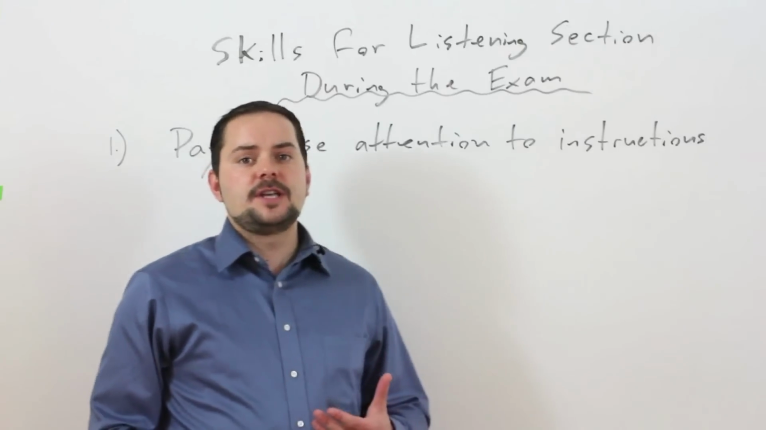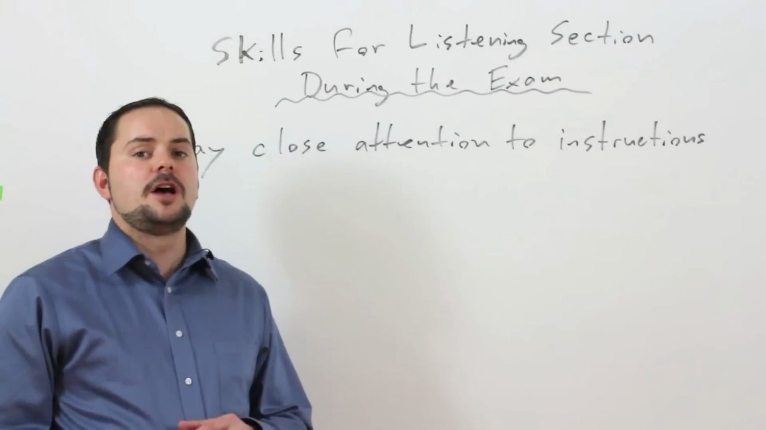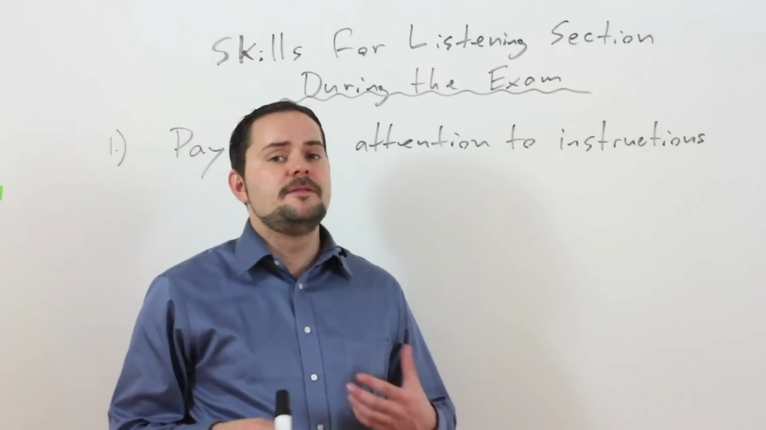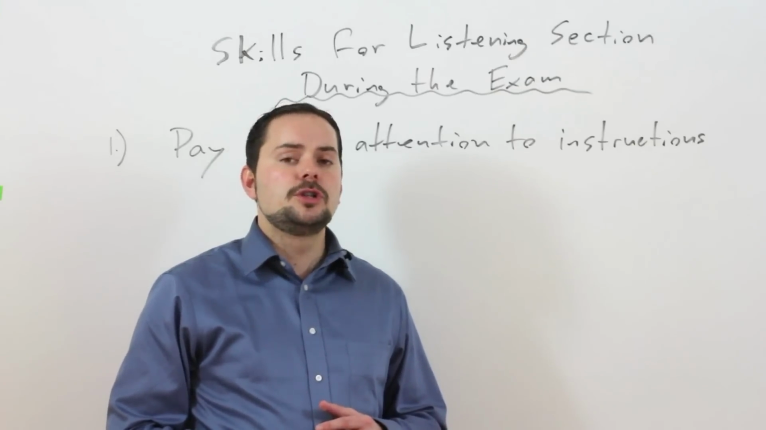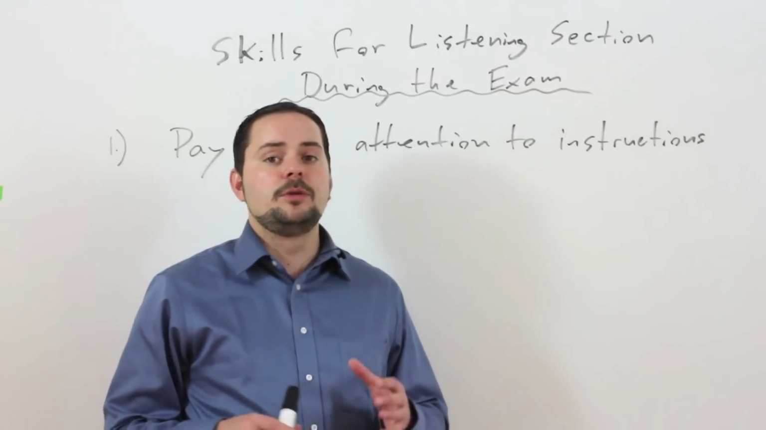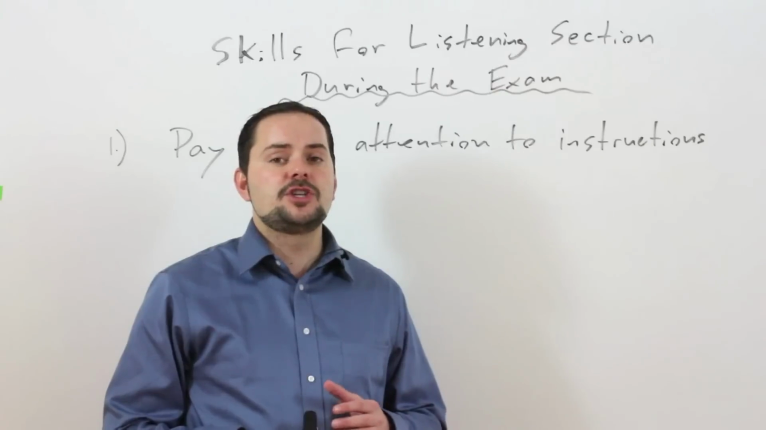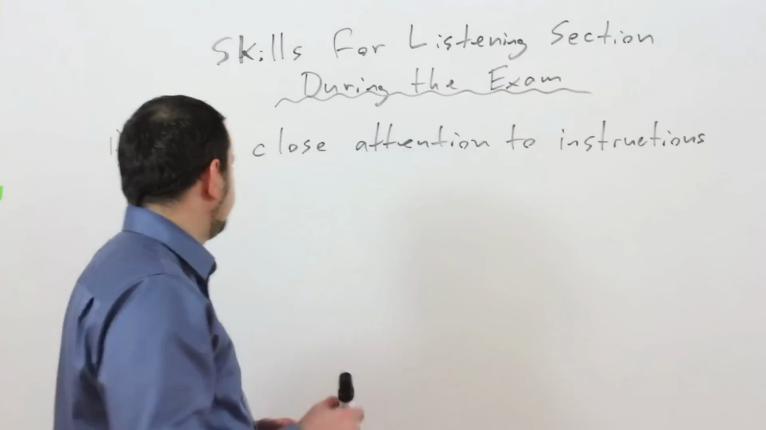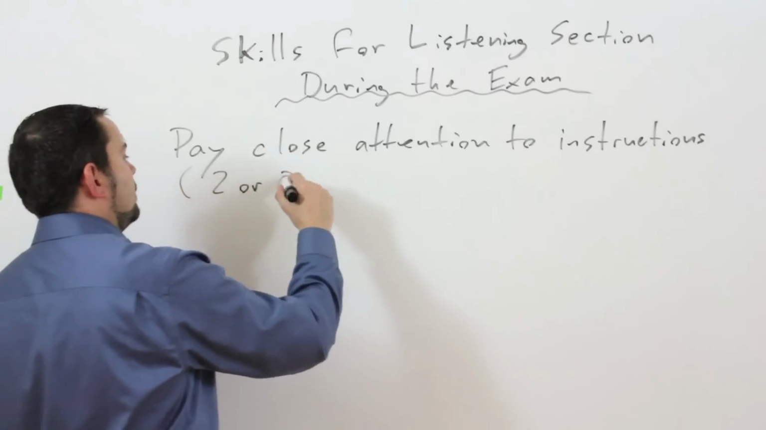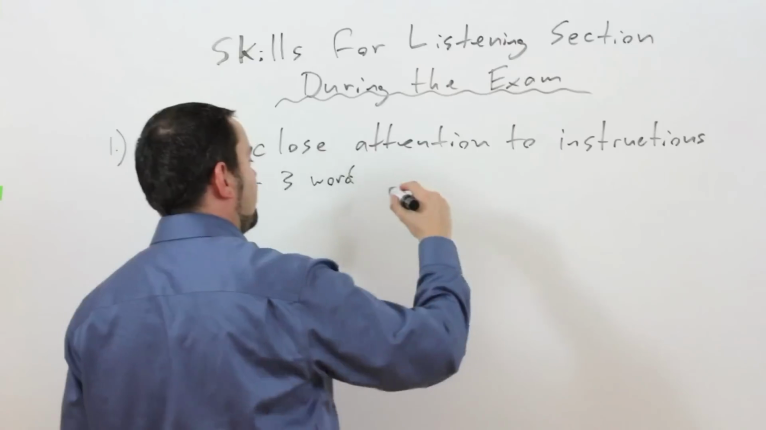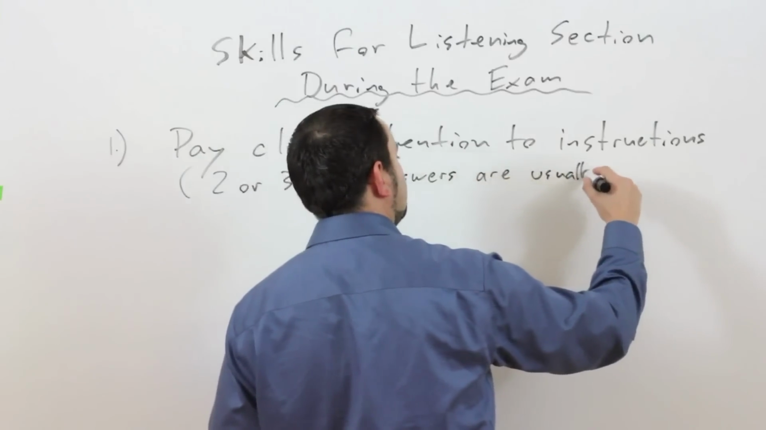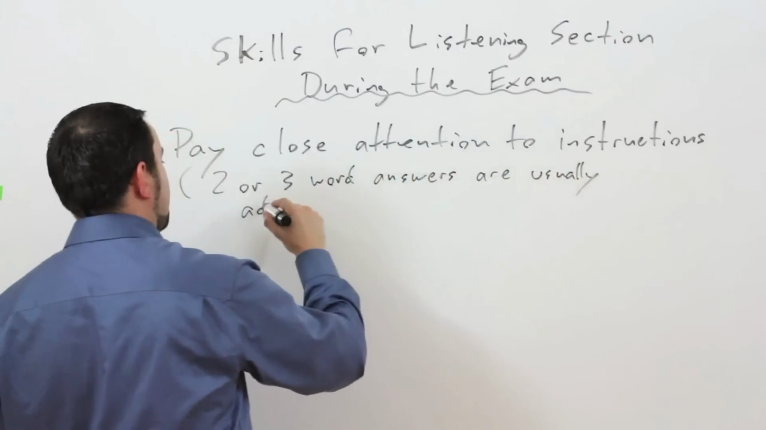Now, if the instructions say use a maximum of 2 words, that usually means that at least some of the answers will be 2 words. So be very careful about that. Usually 2-word answers mean that there will be a noun with an adjective, or there will be 2 parts to a name. So make sure that you get those 2 words, okay? Just remember that 2 or 3 word answers are usually adjectives and nouns.